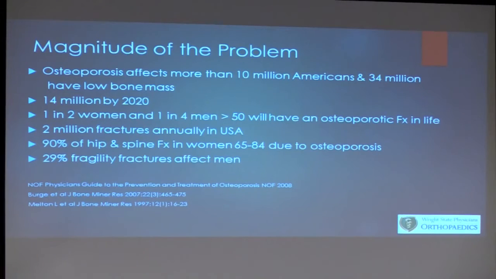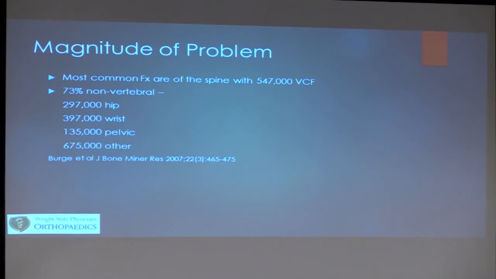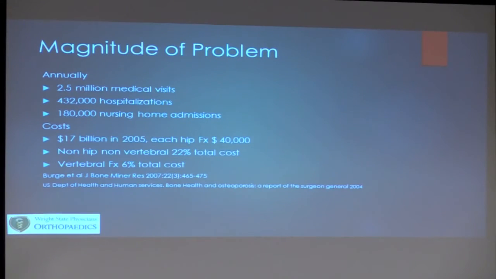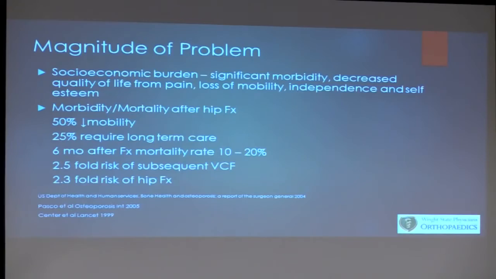The magnitude of this problem is because the fractures that happen due to osteoporosis tend to be disabling. They have significant ramifications. There's an estimated 547,000 per year, and this was just from 2007, and 73% of the fragility fractures are not in the spine. There's a lot of medical visits, a lot of hospitalizations, and the estimated costs for this problem, 17 billion, that was in 2005. So it is a significant condition that we see in the hospital, and it does affect a lot of people.